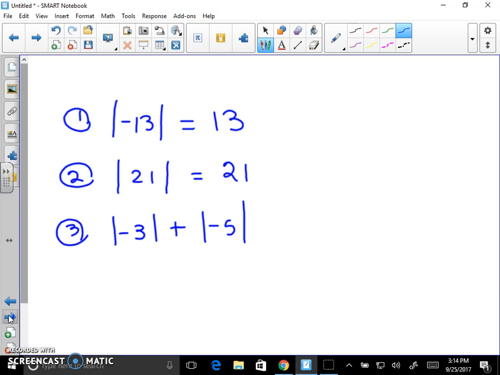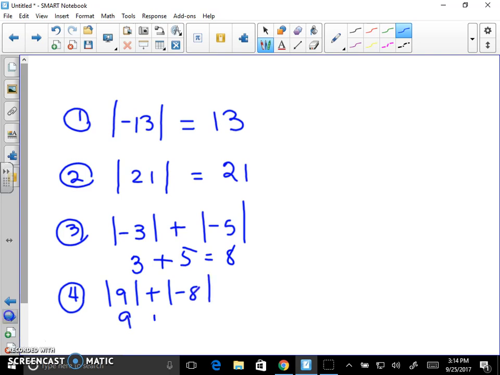We'll do number 3. Okay, so each one of those are grouping symbols, so you have to simplify the absolute value first. So the absolute value of -3 is 3, plus the absolute value of -5 is 5, and it gives you 8. So 3 plus 5 equals 8. Let's do number 4. Again, you're going to find the absolute value of 9 is 9. The absolute value of -8 is 8, and that equals 17.